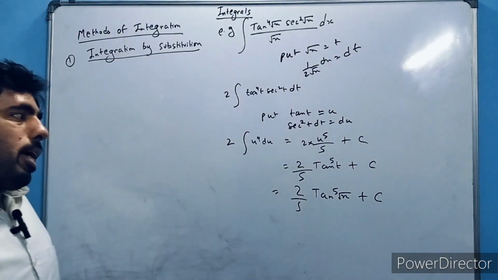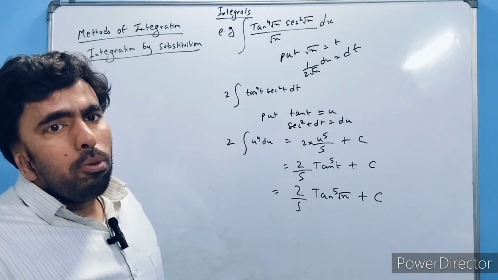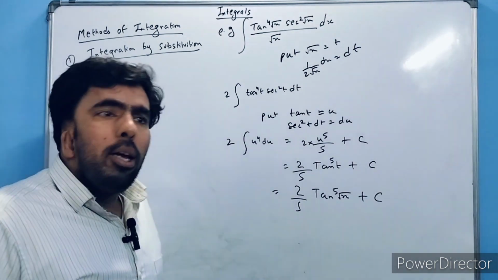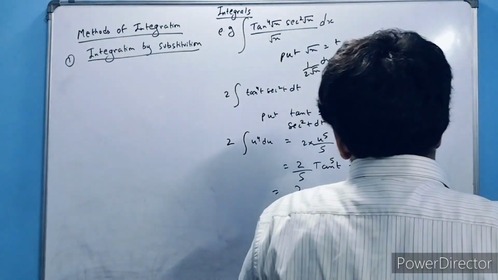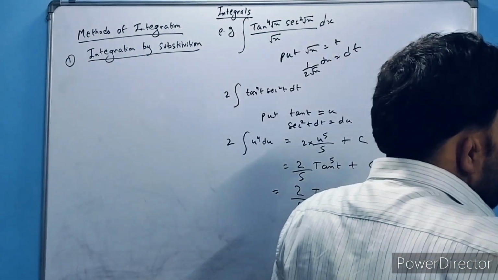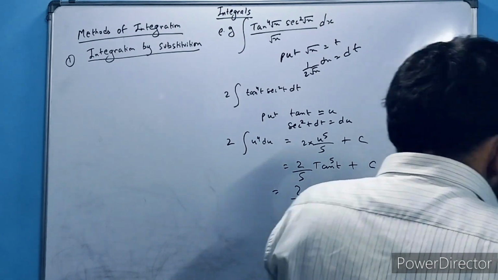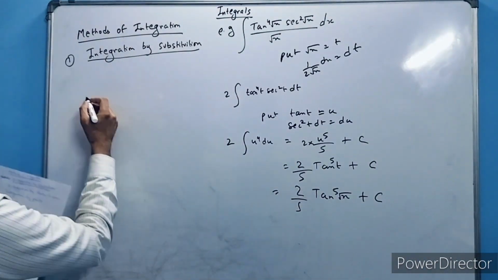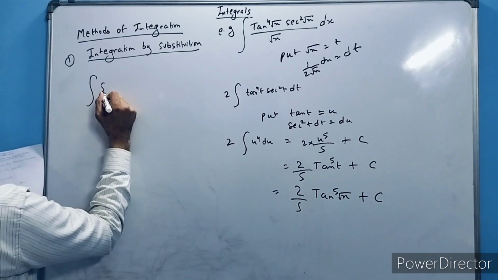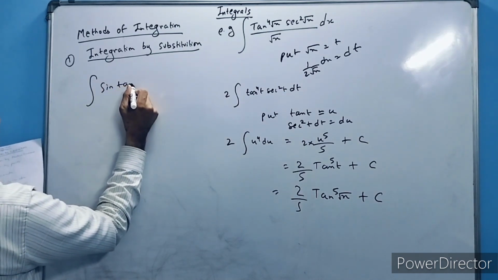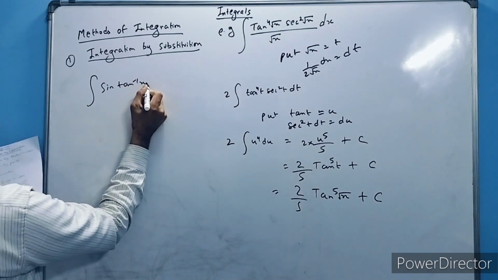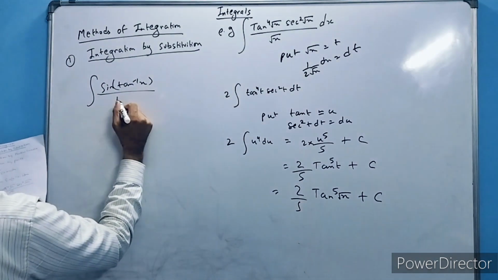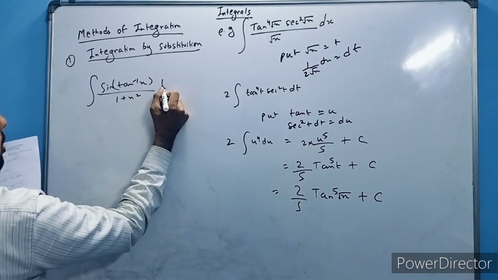Okay, so that is how we are able to solve such kind of numerical. Now let us move to another one. The next one we have is the integral of sin of tan inverse x upon 1 plus x square.